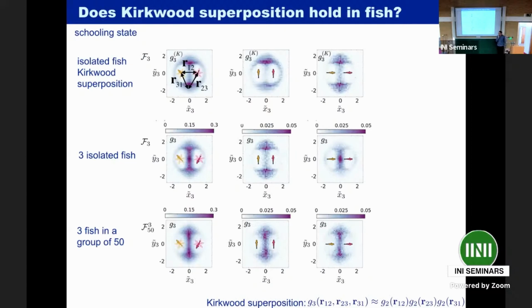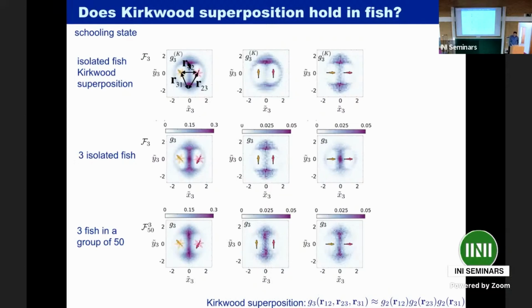It works pretty well in passive systems, at least in the dilute case. In the fish, it works pretty well in the milling and swarming states, but in the schooling state, this is everything. So the three columns: this is the Kirkwood superposition, this is measuring three isolated fish, this is the three fish in a group of 50. Again, there's very little difference between these two columns. That is to say, the three fish do not care if they have 47 neighbours or not.